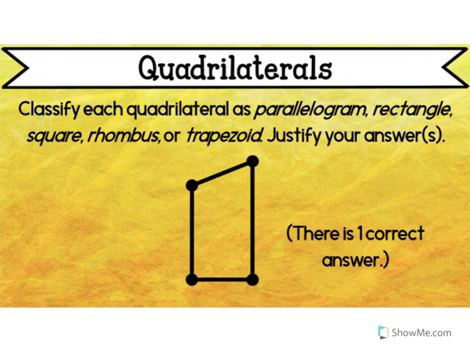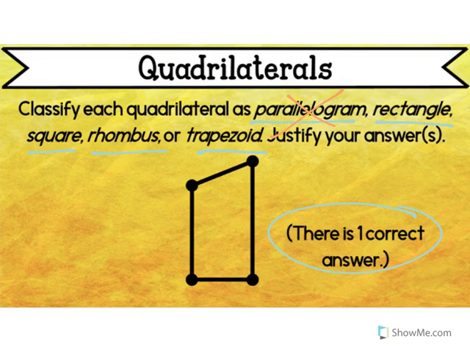So this next one, classify each quadrilateral as a parallelogram, rectangle, square, rhombus, or trapezoid. There's one correct answer. So let's look at it. Can it be a parallelogram? If I look, this side and this side, they're parallel to each other. But are these ones? No, they create intersecting lines right there, so they're not going to be parallel to each other. So it can't be a parallelogram.